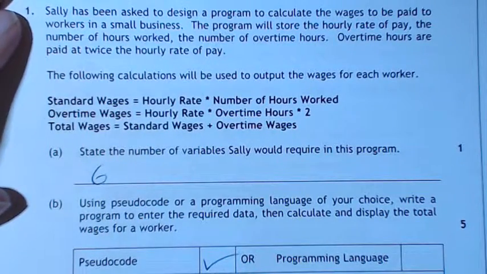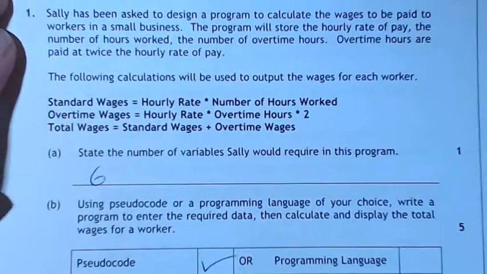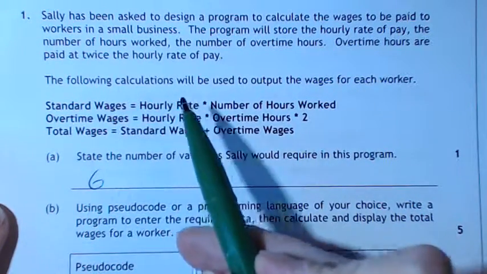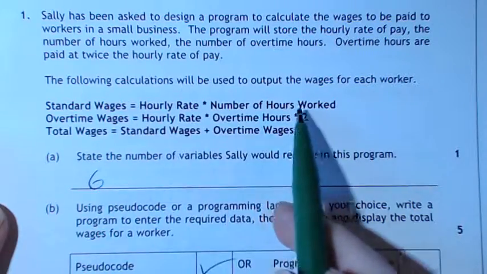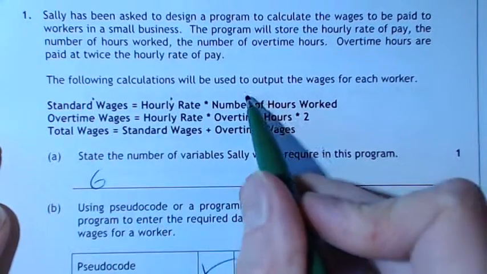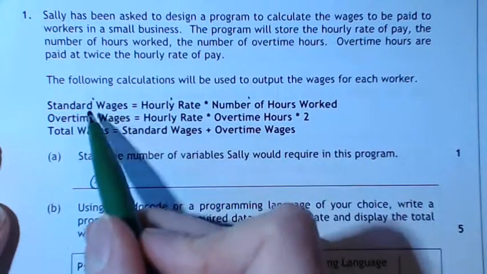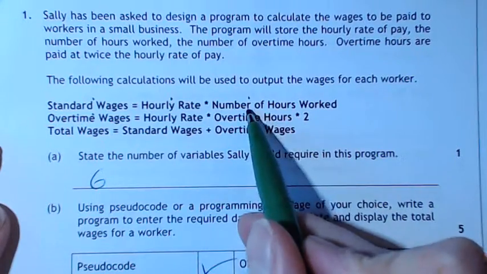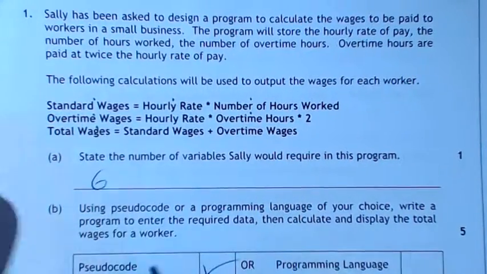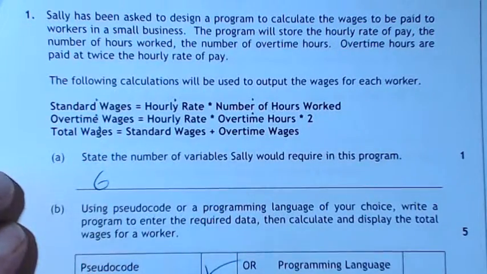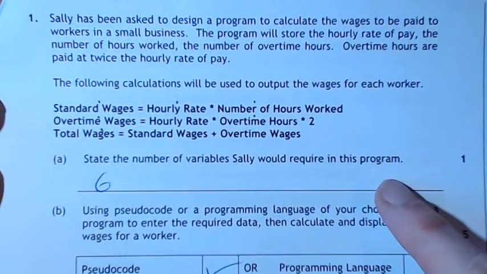Right, here's the first question, just calculating the wages of a small business. With the first part of this, you just want to go through adding up all the unique variable names. So you go through: standard wages, hourly rate, number of hours worked, overtime wages (we've already counted that), overtime hours, and total wages. So it's all the unique ones: 1, 2, 3, 4, 5, 6. That's 6 unique variables that you're going to have.